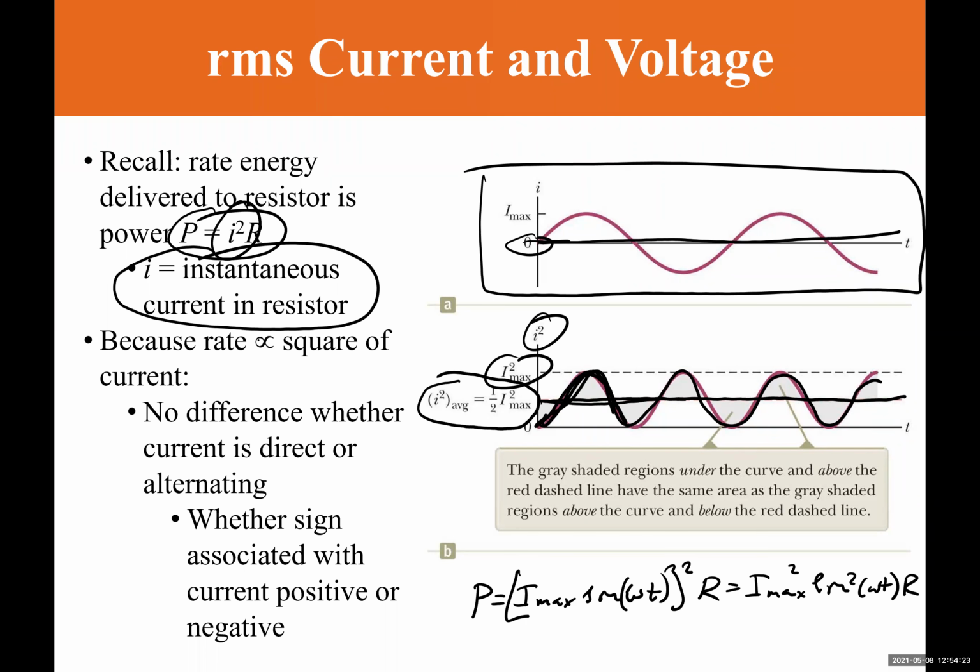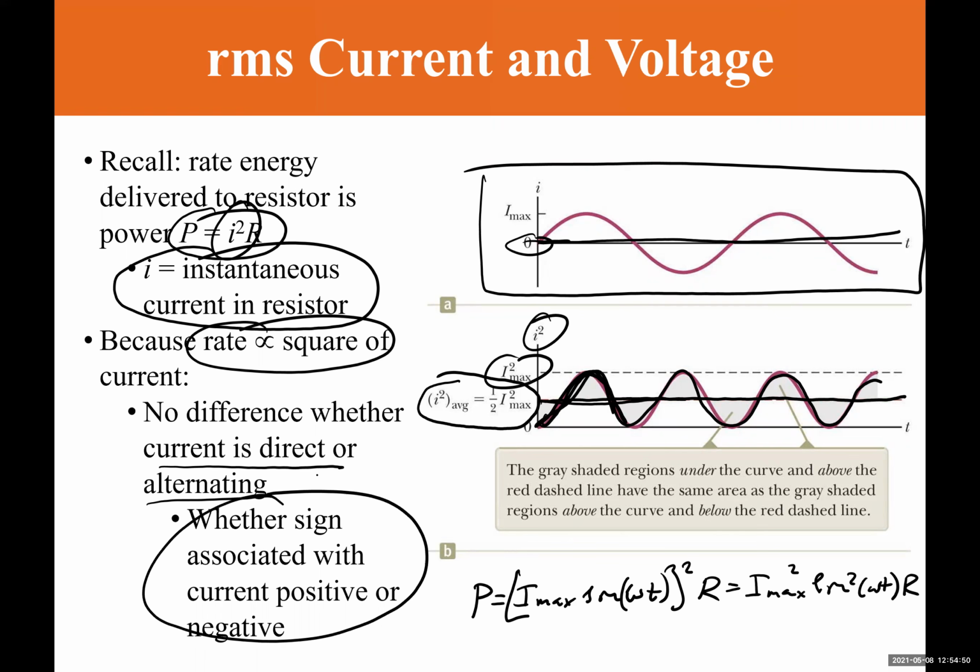Again, because the rate is proportional to the square of the current, there is no difference whether the current is direct or alternating, which means you're always going to get a positive value. So if you're looking at the instantaneous power using instantaneous current, you're always going to get the same value in terms of positive value. So whether the sign associated with the current is positive or negative doesn't really matter, because we are squaring the current in this particular calculation for the power.